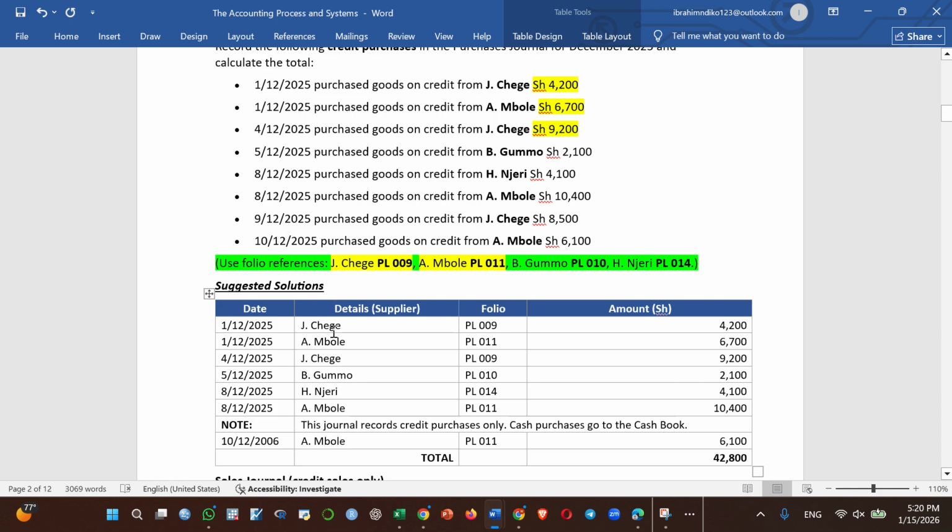Then you repeat all the transactions up to the last person, on the 10th. So you repeat all the transactions up to the 10th.